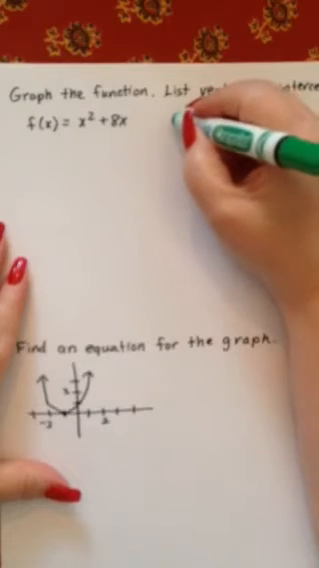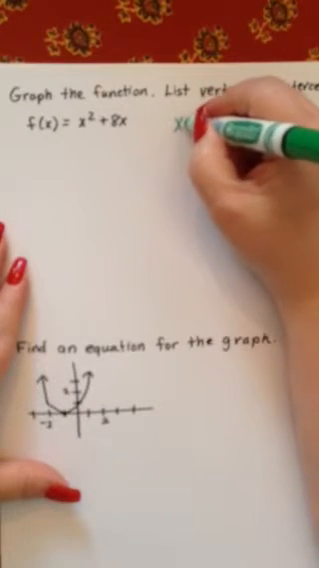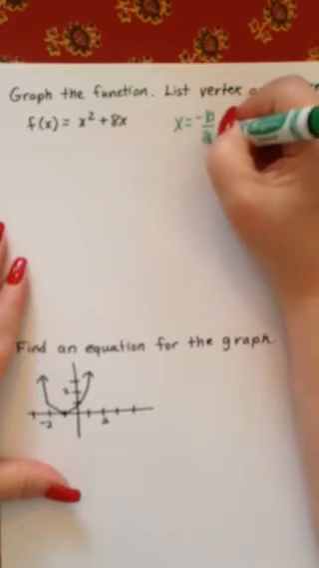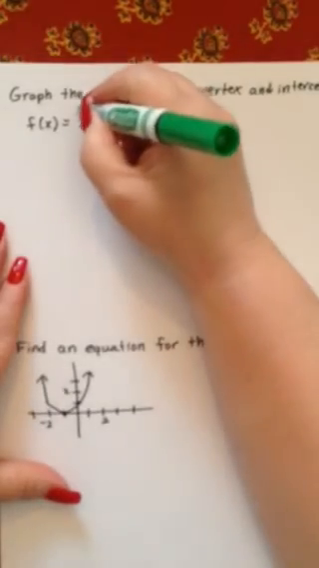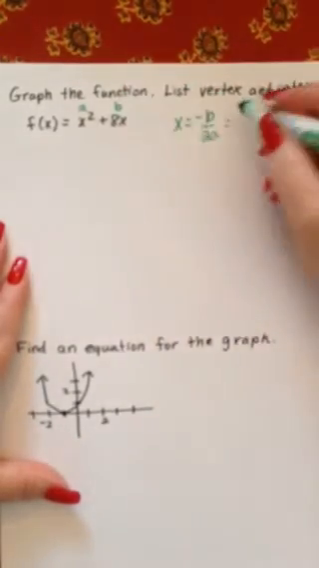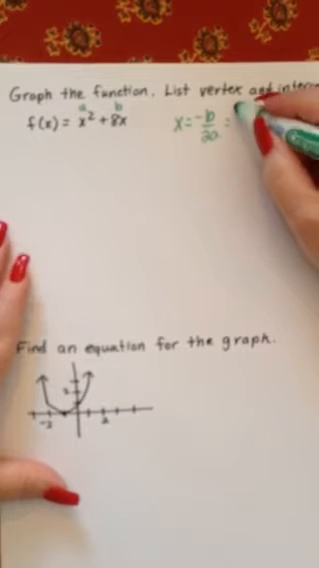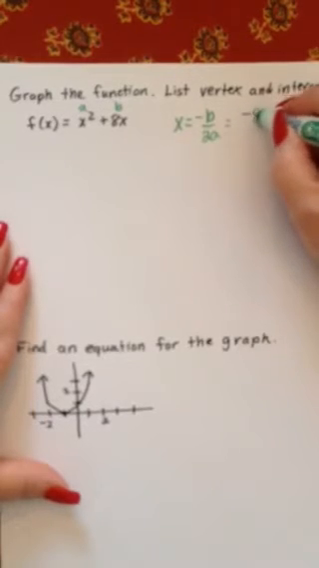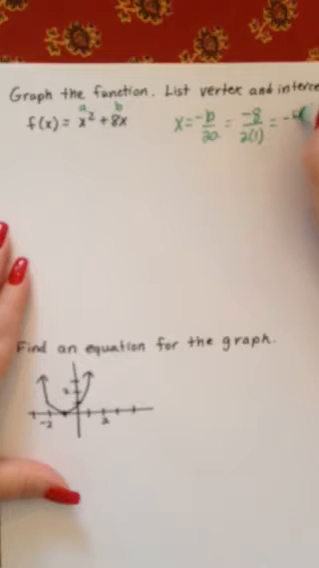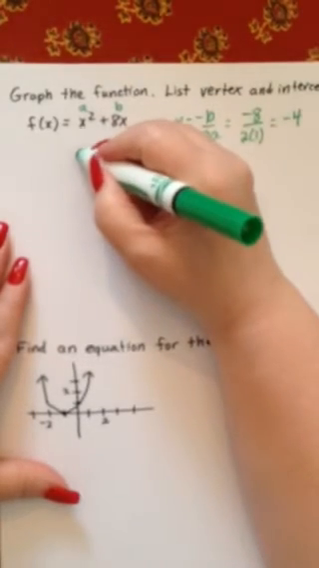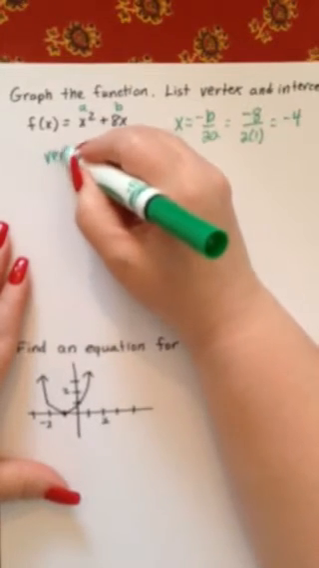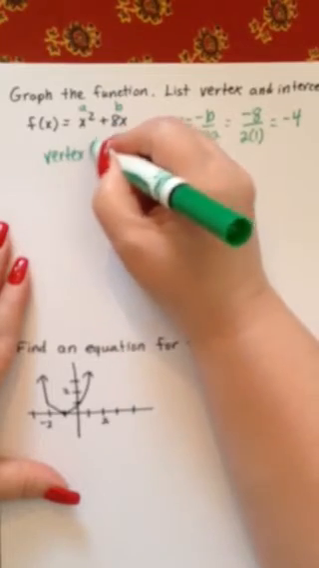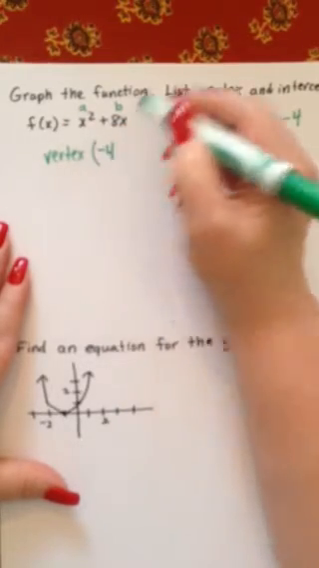So we'll have x equal to negative b over 2a. We're going to use that. Remember, this is a and this is b. The x linear term is b, the coefficient of that. So this will be negative 8 over 2 times 1, which would be negative 4. So my vertex is going to have an x-coordinate of negative 4.